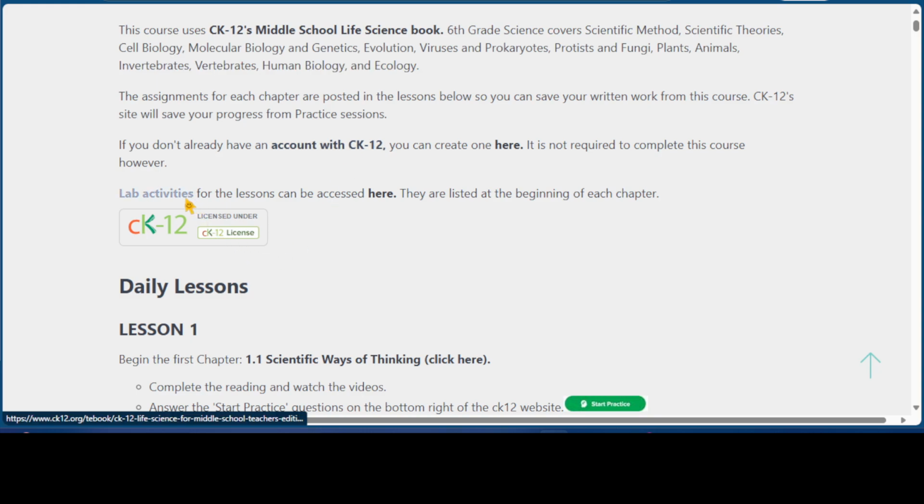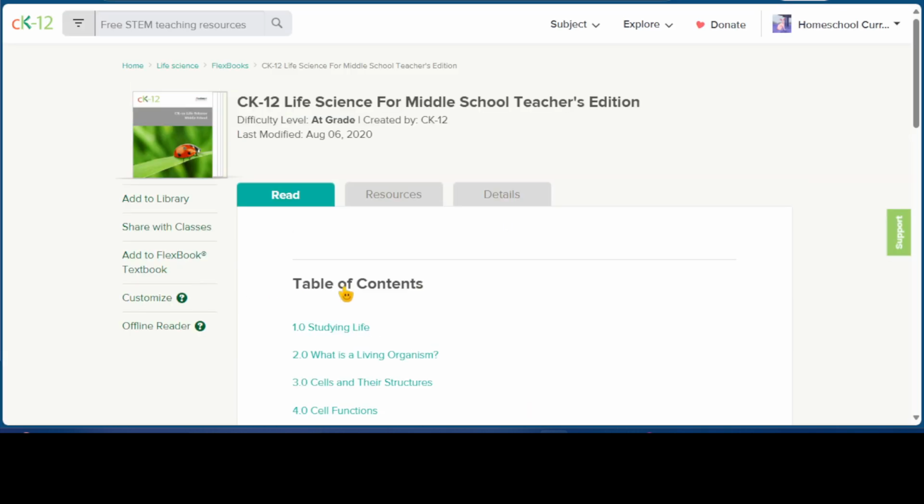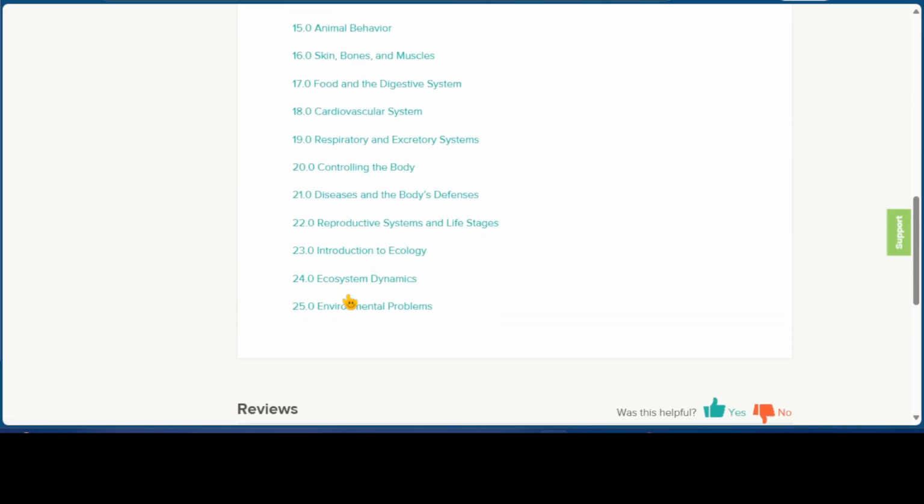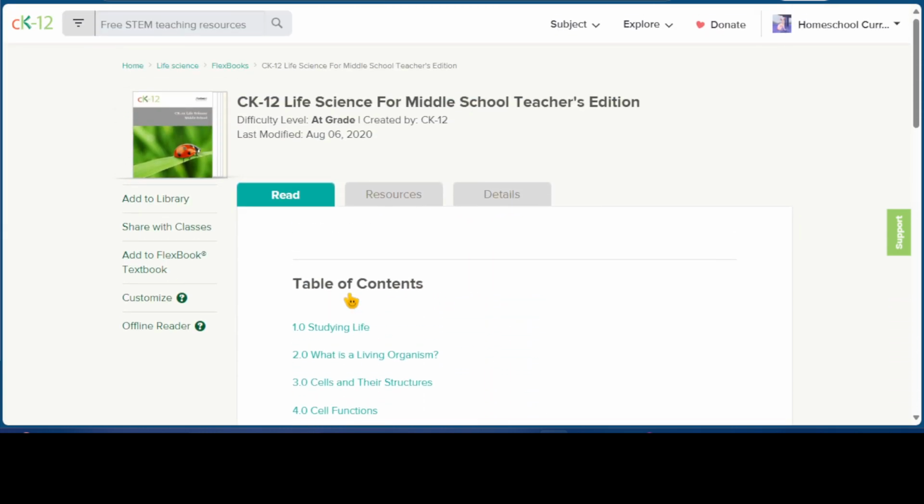Also, there are lab activities available with this curriculum. They can be accessed here as well. When you click on this link, it heads over to the CK12 site. And here is the list of labs available for this life science curriculum. So great options here for middle school science.